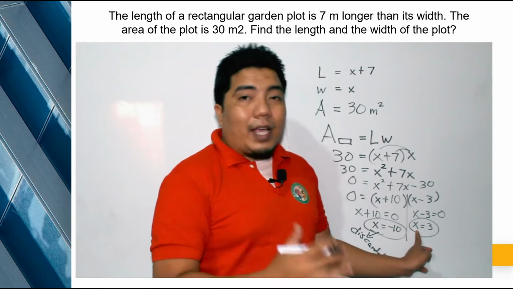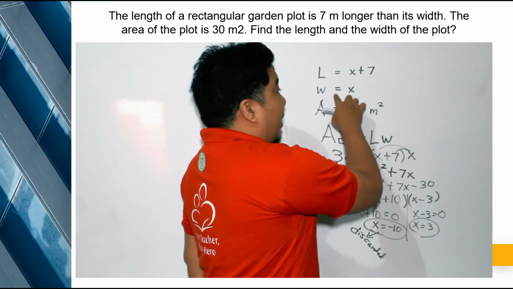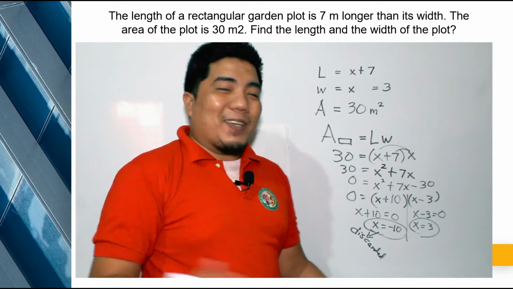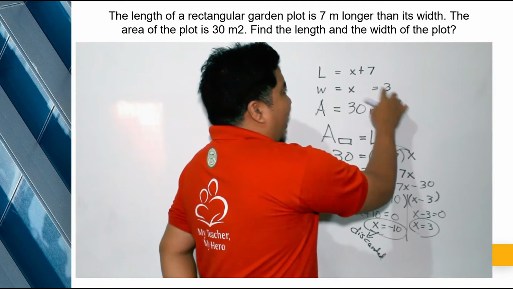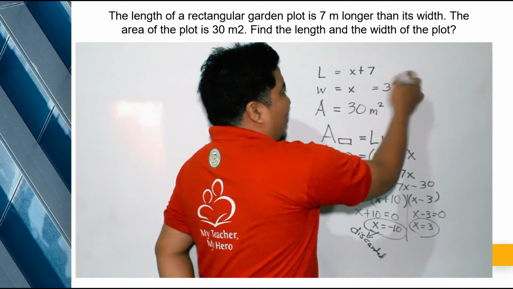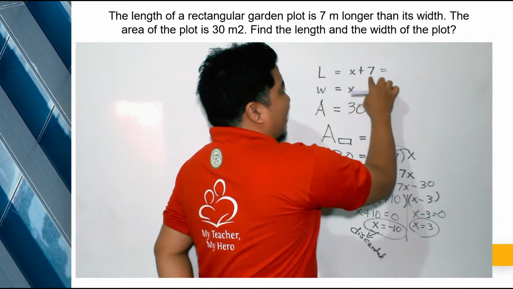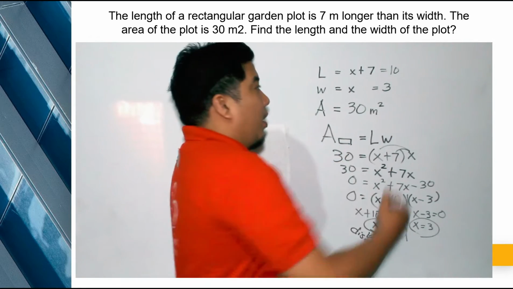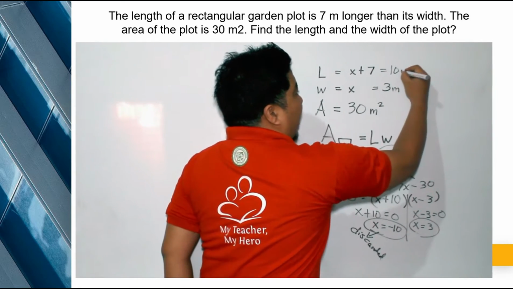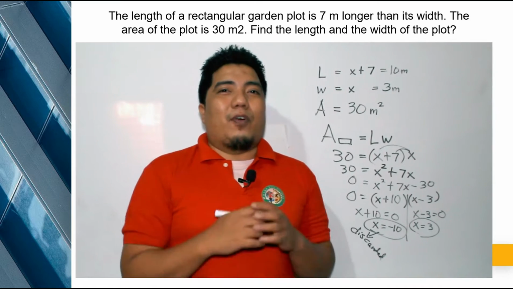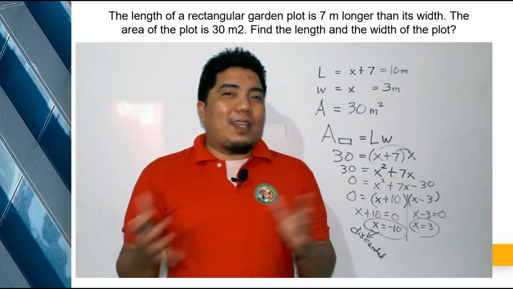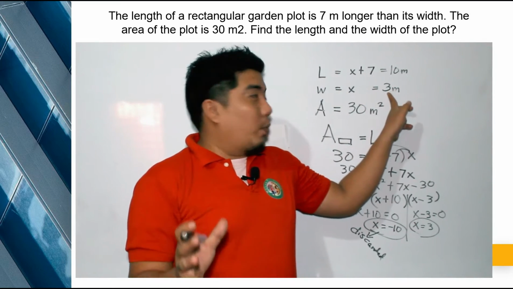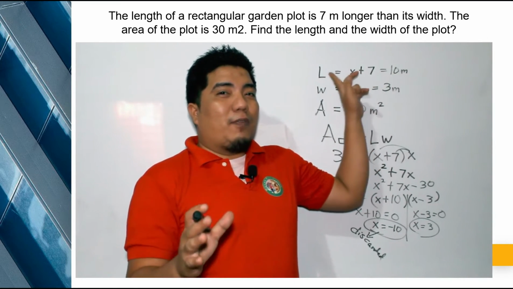And since here, x is equal to 3, our x here is the width, therefore that will be 3. And since our x here is 3, we have for the length x plus 7, that will be 3 plus 7, and that is 10. And since we are talking about meters, then this will become 3 meters and 10 meters. Therefore, the dimensions, or the length and the width, of our rectangular garden are 3 meters for the width and 10 meters for our length.